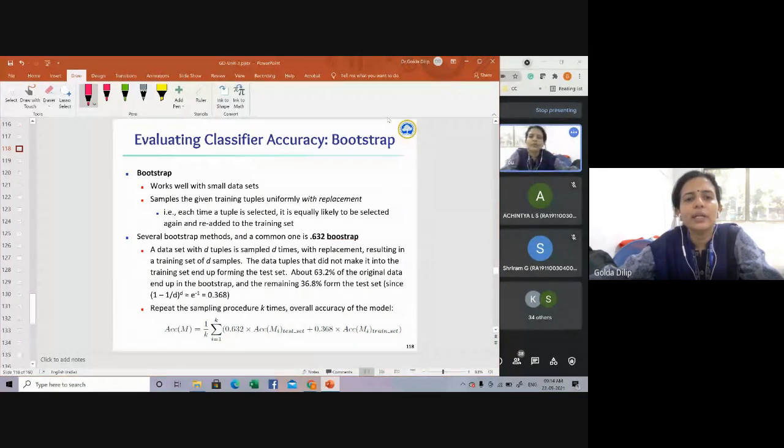So evaluating the classifier's accuracy by using what is called bootstrapping. This bootstrapping is suitable for small data sets. This technique will sample the given training tuples uniformly with replacement. Tuples in the sense your records, the rows. Each time a particular tuple is selected, it is equally likely to be selected again and re-added to the training set.